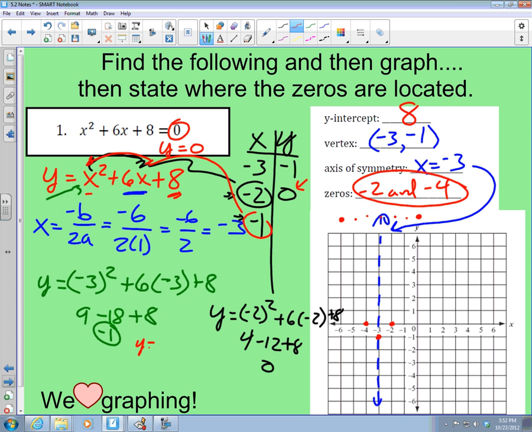So I'll say y equals negative 1 squared plus 6 times negative 1 plus the 8. So that's 1, I'm sorry, minus 6 plus 8. That's going to give me a grand total of 9, and negative 6 is negative 3. So negative 1. It's positive 3, isn't it? Yeah.